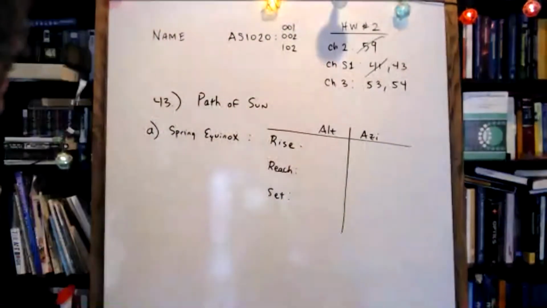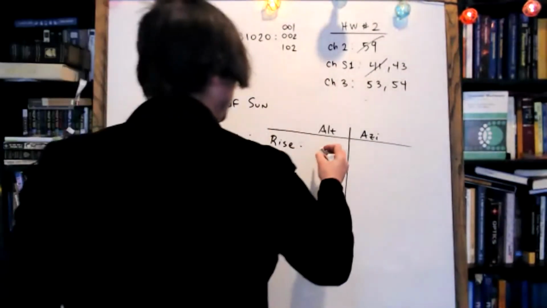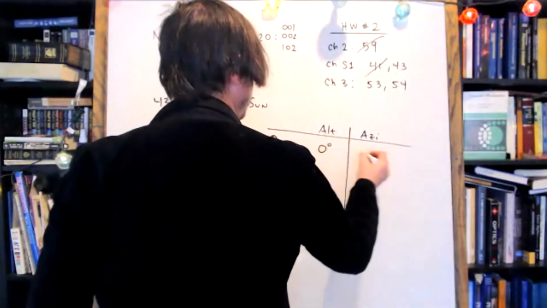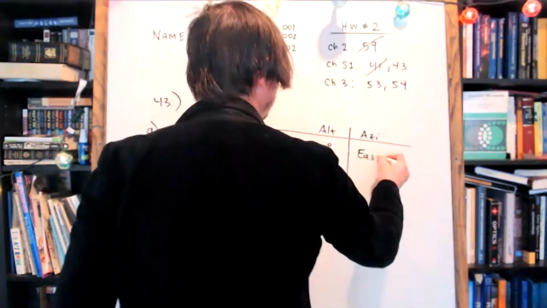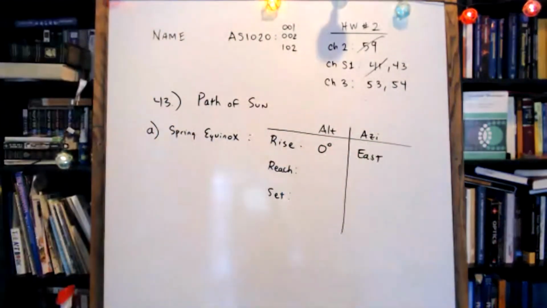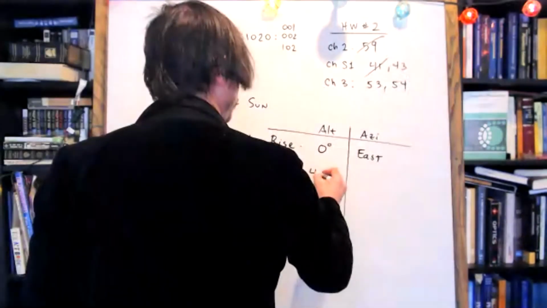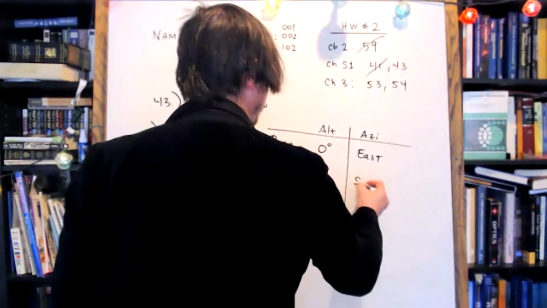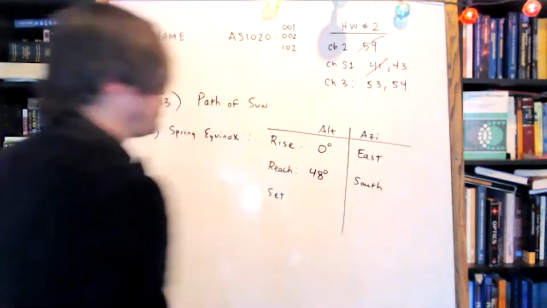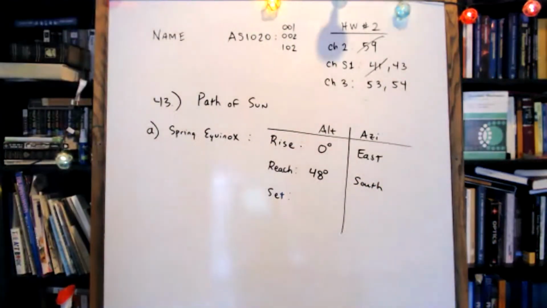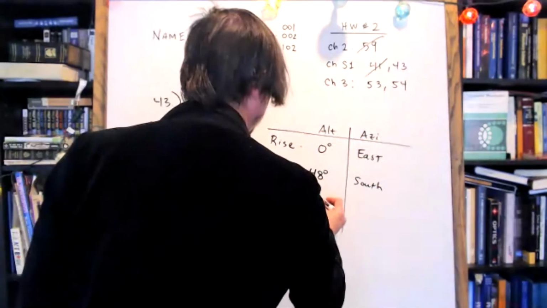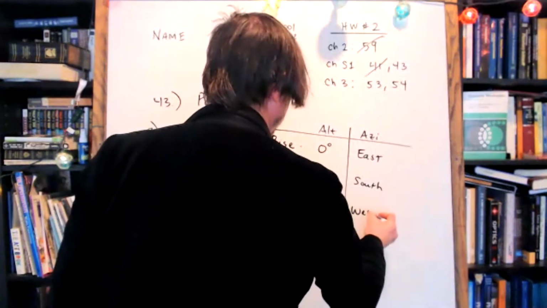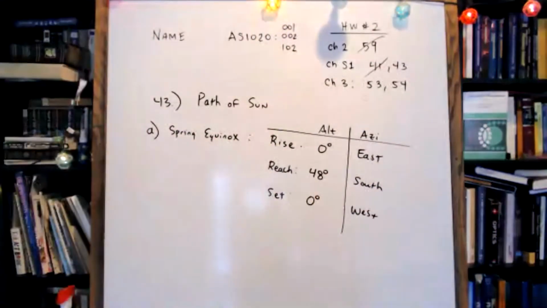So the rise is 0 degrees. And here, instead of azimuth, we'll just do east. The reach is 48 degrees south. And the set is 0 degrees west.